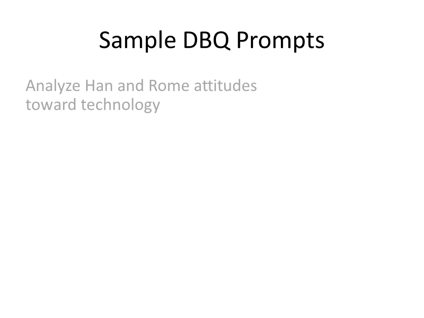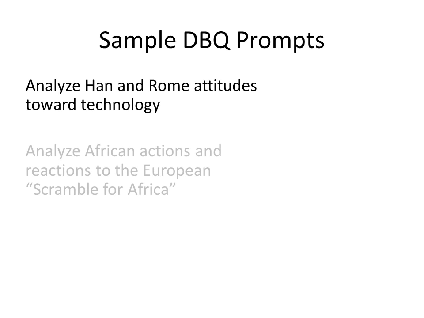So, some sample DBQ prompts that have actually been used by the College Board in the past. We're going to take a look at these and then dissect these prompts. "Analyze Han and Roman attitudes toward technology." So this was documents about Han China and the Roman Empire and their attitudes about technology.